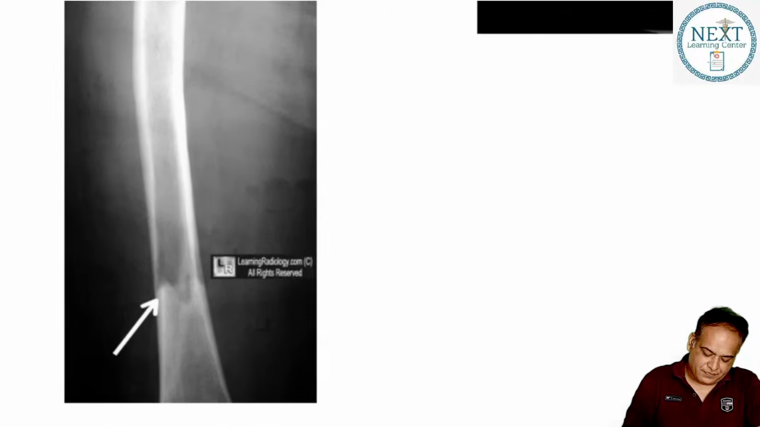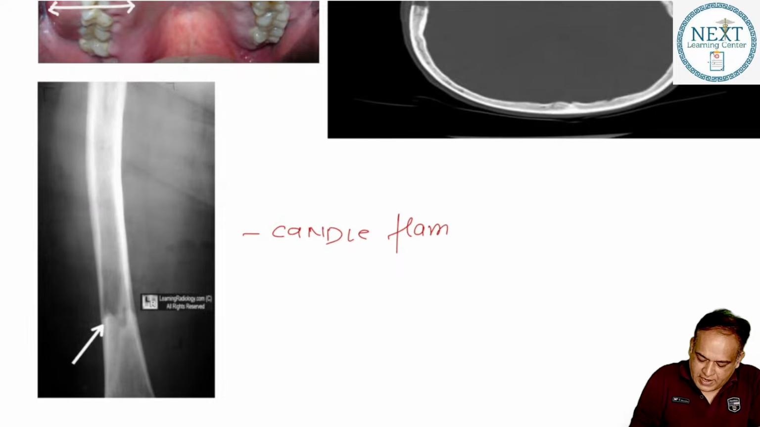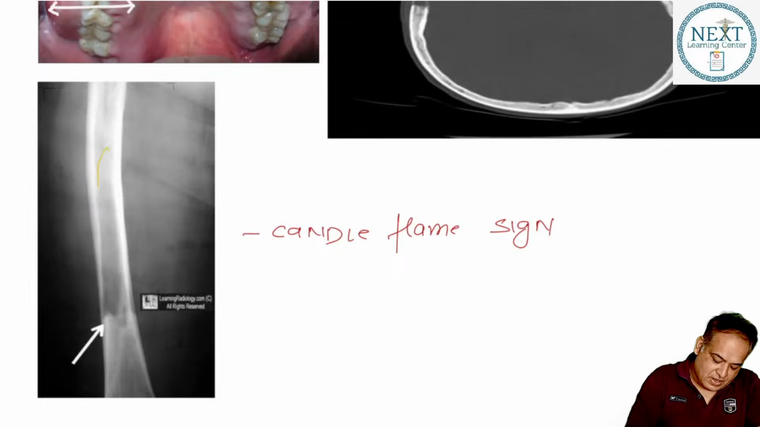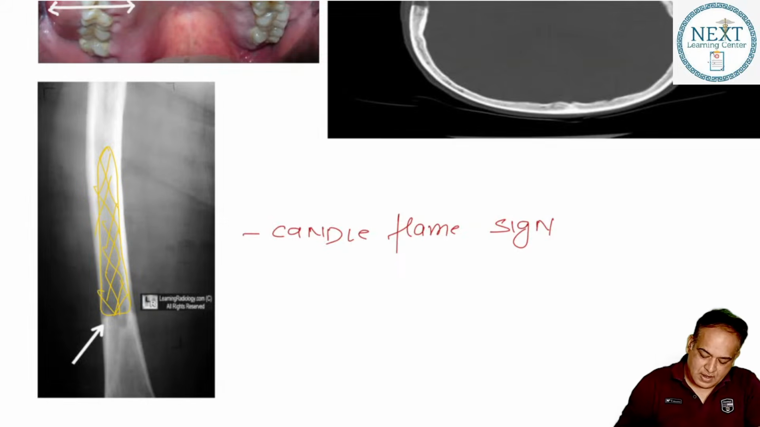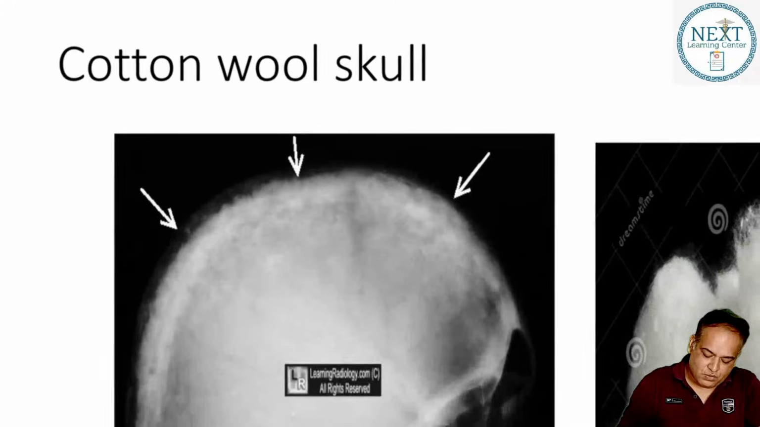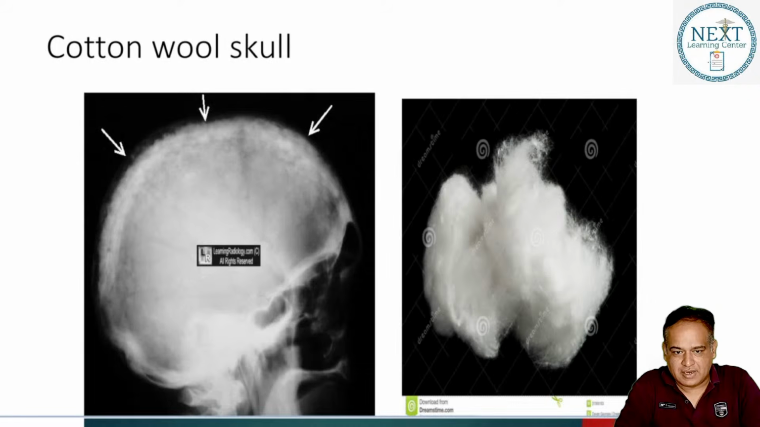Okay. Then this, what do you get to see? So this is called as candle flame sign. You see here, candle flame can very easily fit inside. Candle flame sign, right? Now candle flame sign is also called as blade of grass sign. I'll show you that.